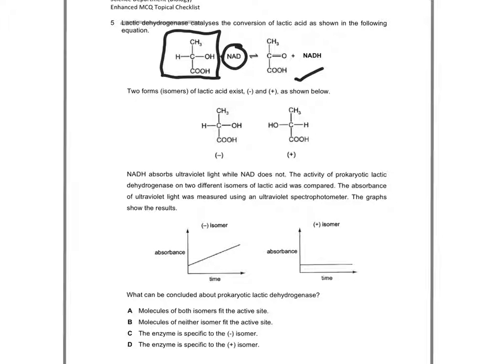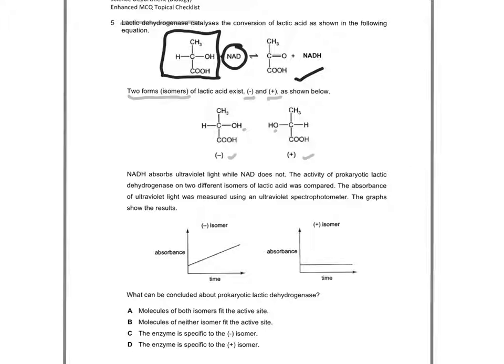Okay, now the question continues. We have two forms of isomers. You have this and this, version A and version B, as indicated here and here, as shown below. Now look carefully. Actually, the chemical structure looks similar, right? Just that the OH appears here and the OH appears here, but the chemical formula is still the same.